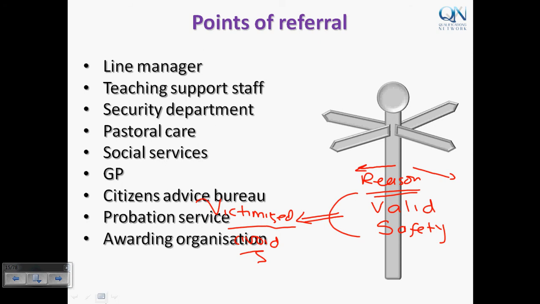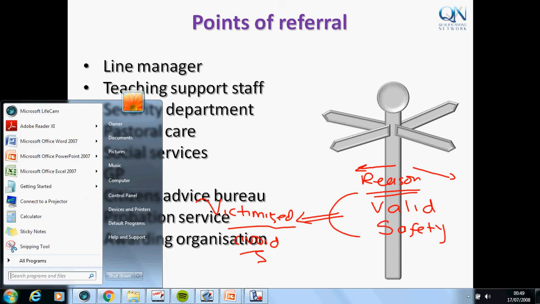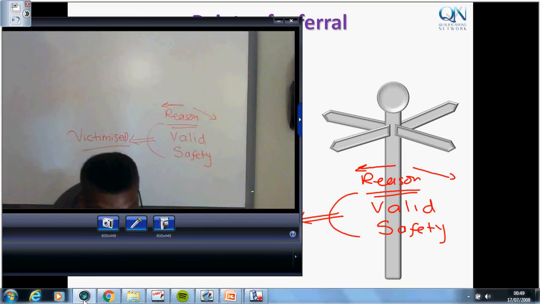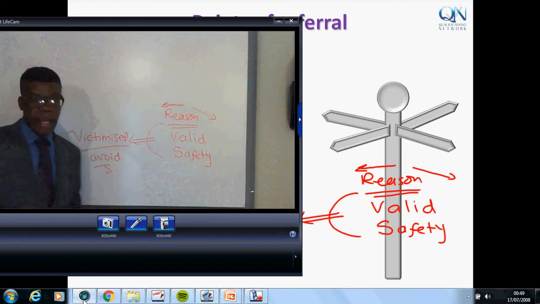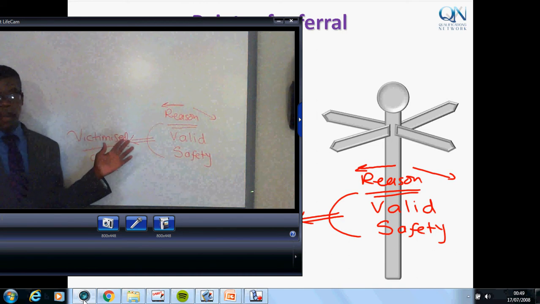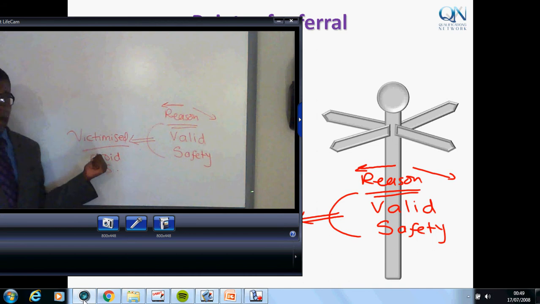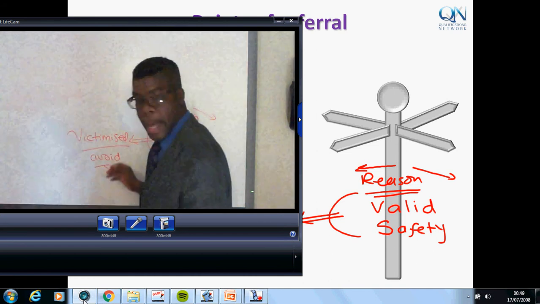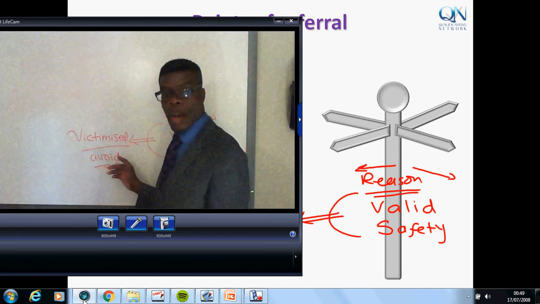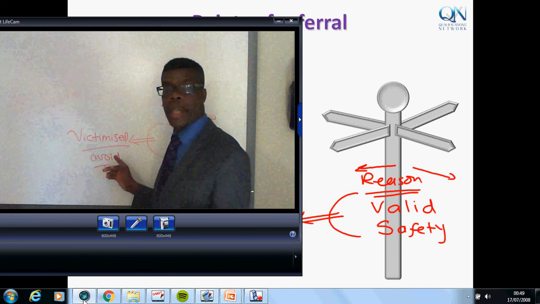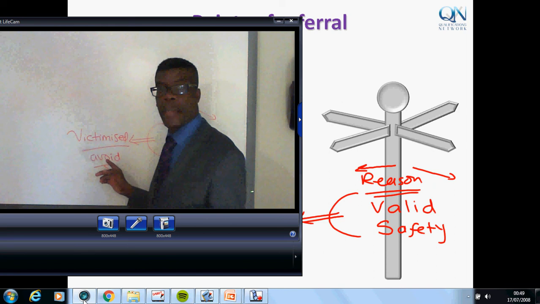actually refer a matter, it's very important. I want to emphasize this. It's very important that a candidate doesn't feel a real sense of victimization. This is very important, because if you are in a classroom and you feel that you are always victimized, you actually create another learning barrier in the life of a candidate.